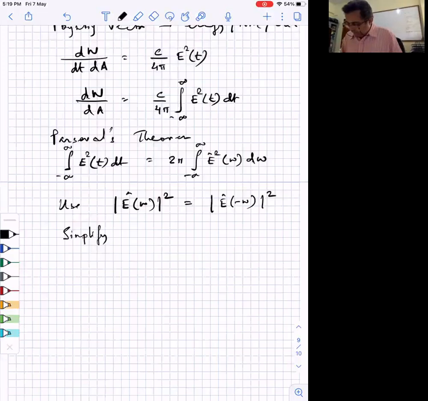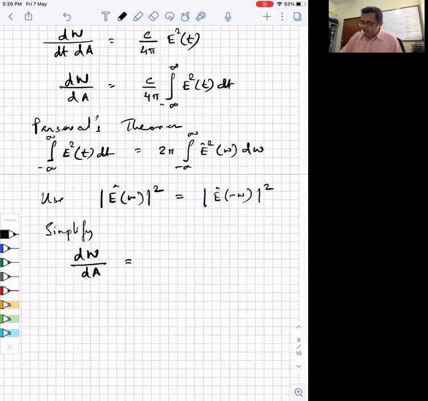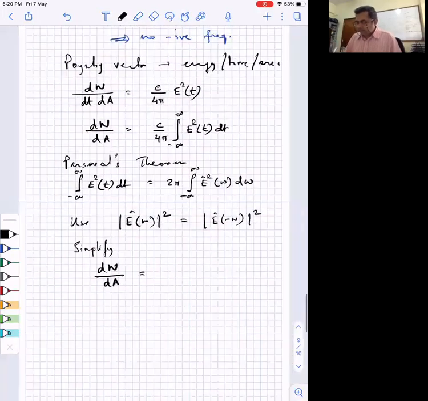And then what will happen is that I get the energy per unit area. Now, instead of an integral over t, I get an integral over omega, except that this 4π is gone. This 2π will become 4π, and that 4π will cancel with the previous 4π. So this will be gone, and this will just be c times the integral from 0 to infinity.